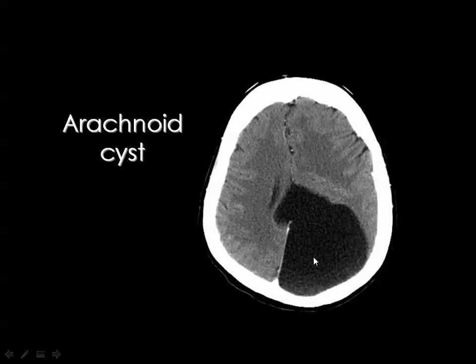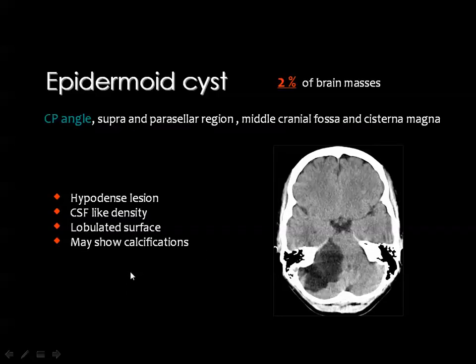This is arachnoid cyst. Then we came to the epidermoid cyst, which represents about 2% of intracranial masses. It has a characteristic location at the cerebellopontine angle region, but can occur in the suprasellar or parasellar region, in the middle cranial fossa, as well as in the cisterna magna, and also it can occur inside the ventricle. This cyst has a characteristic hypodense appearance on CT, and on MRI it will have a low signal in T1 and a high signal in T2.